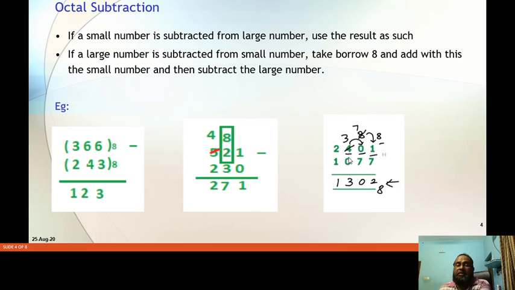Again see another example, 2401 minus 1077. Here the thing is that 1 minus 7 is not possible.